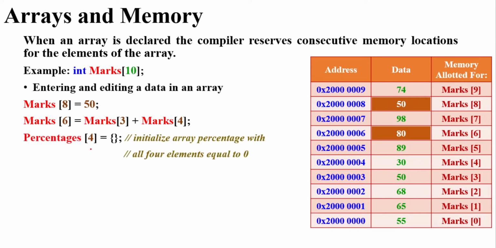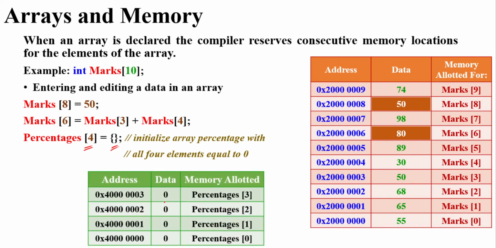Similarly, if you want to initialize all the elements of an array with 0, then you can directly specify the number of elements, and then in the curly braces you can just leave it blank. So just simple curly braces, and that will actually initialize all the elements with 0. Okay, so here we are taking an example where the addresses are starting from 4000, and you can see here all the elements are 0.